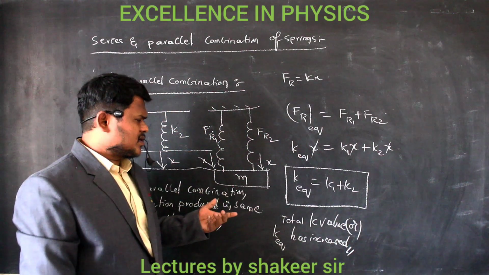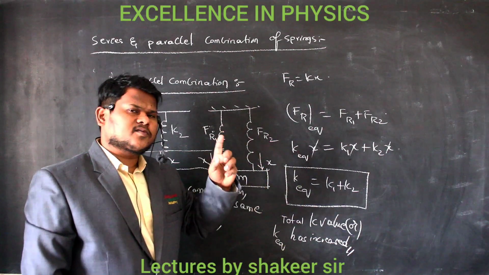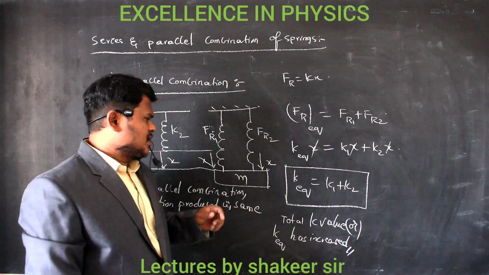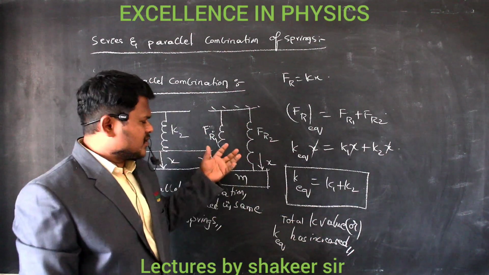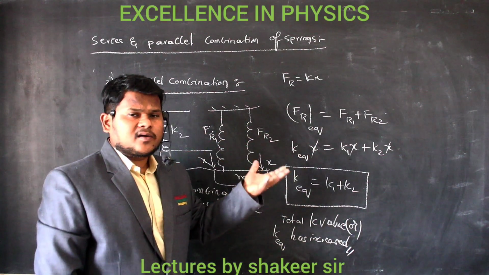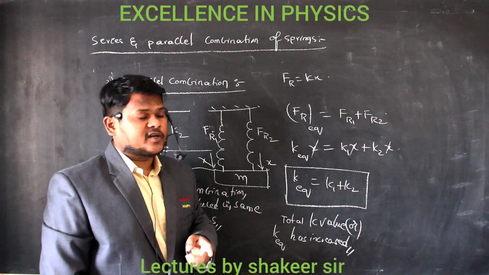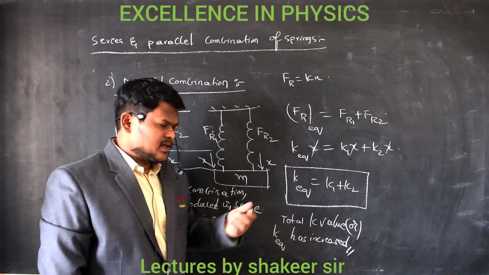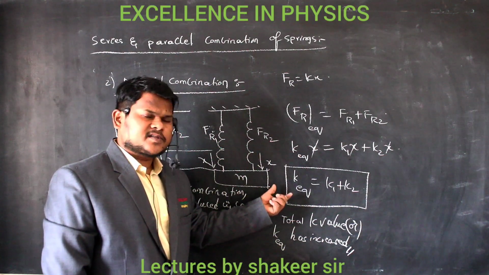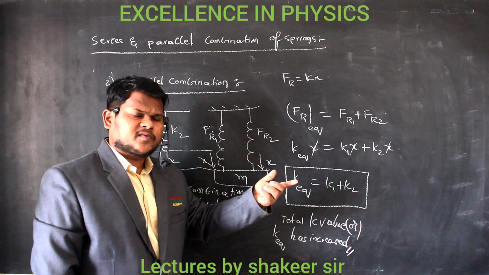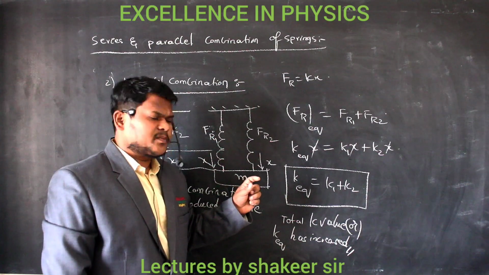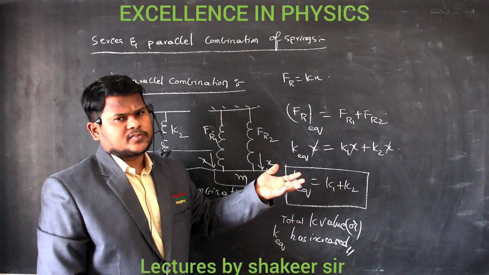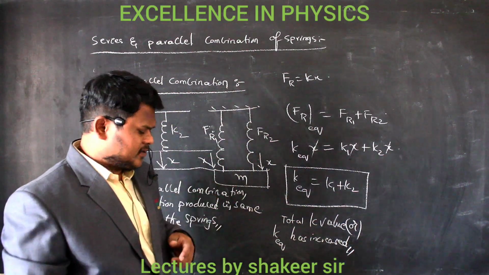So increased means what? Is it easier to elongate or compress one spring, or is it easier to elongate this combination of springs in parallel? So definitely elongating a parallel combination of springs is tougher. Why? Because K value has increased. If the K value is greater, then restoring force developed will also be greater for the same amount of displacement. If restoring force developed is greater, it means that applied force also should be greater.